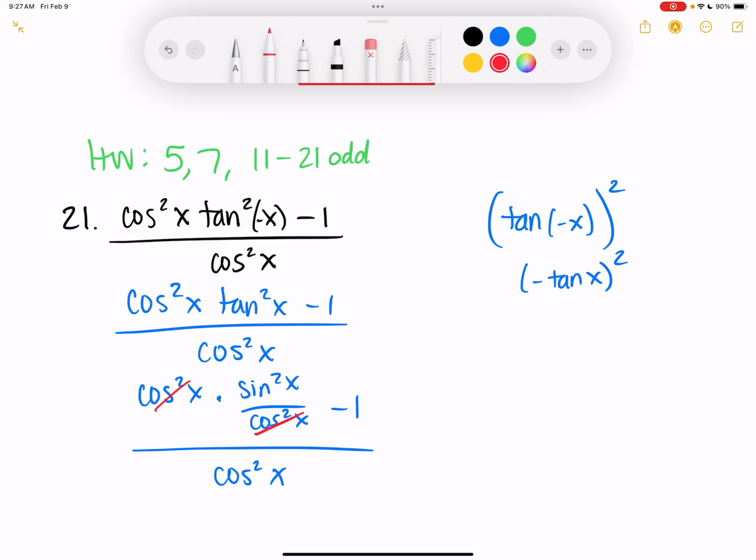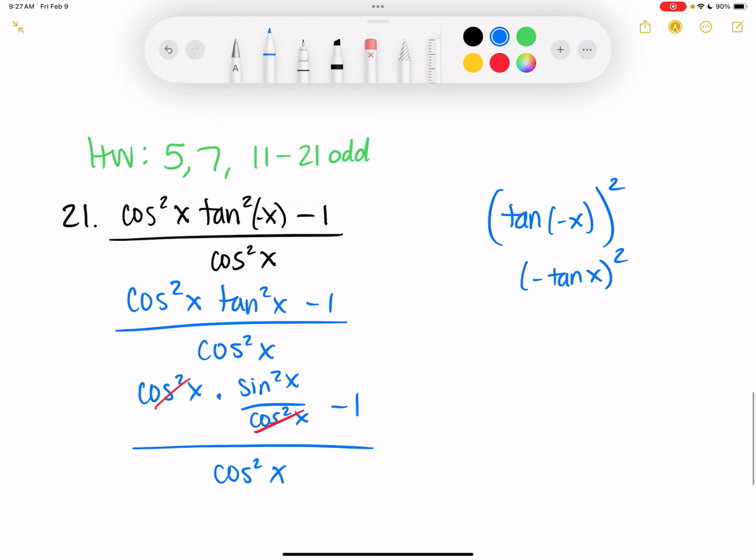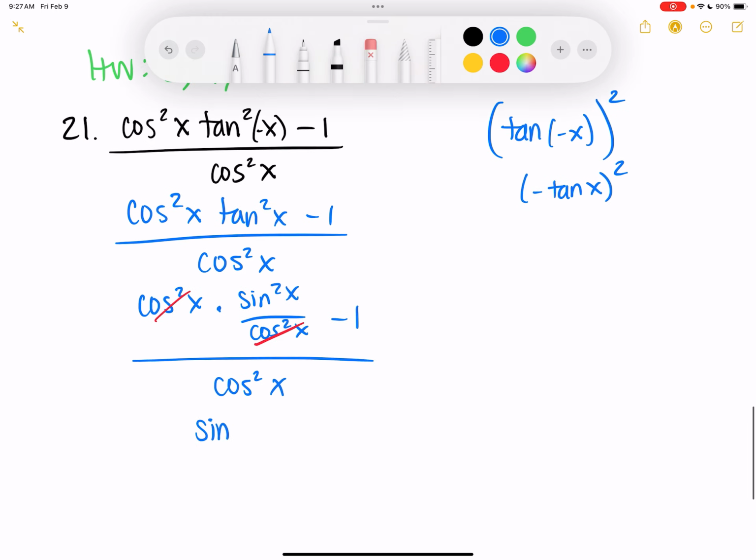So it'll be cosine squared x times sine squared x over cosine squared x minus 1 over cosine squared x. So cosine cancels. So I'm left with sine squared x minus 1 over cosine squared x. Now what? Any ideas?